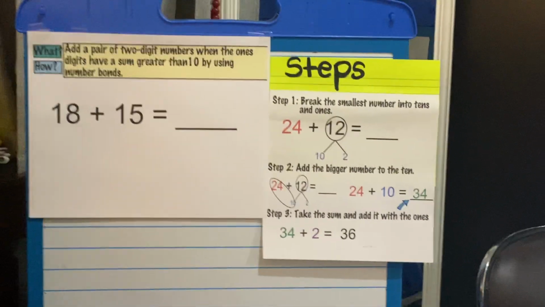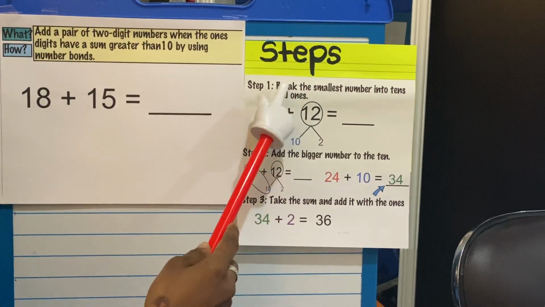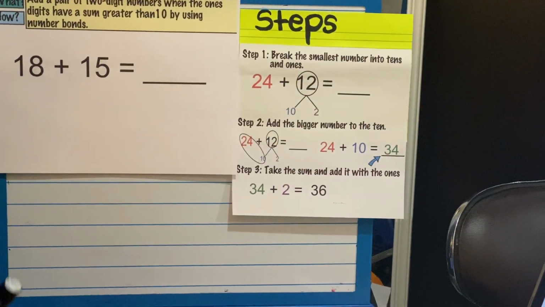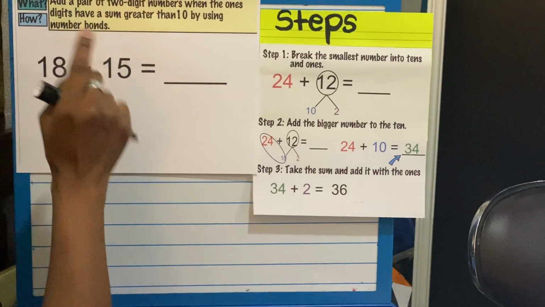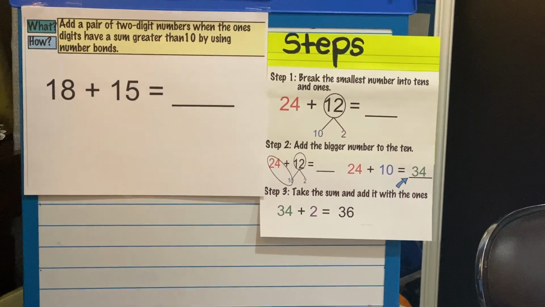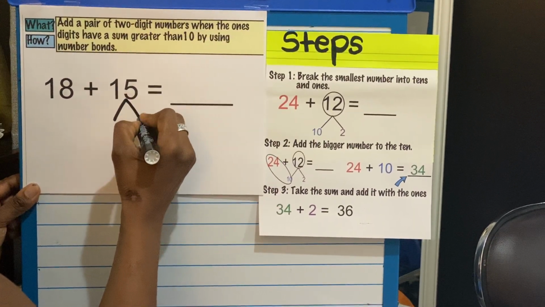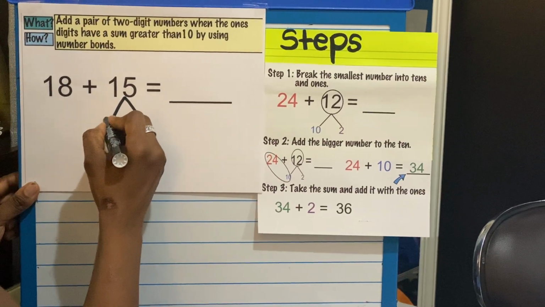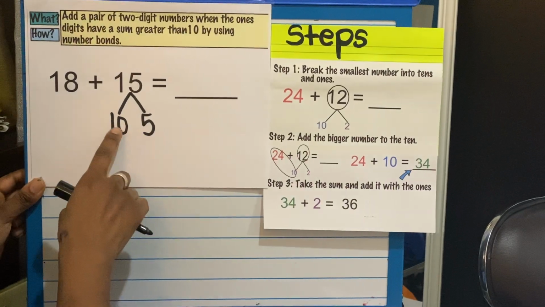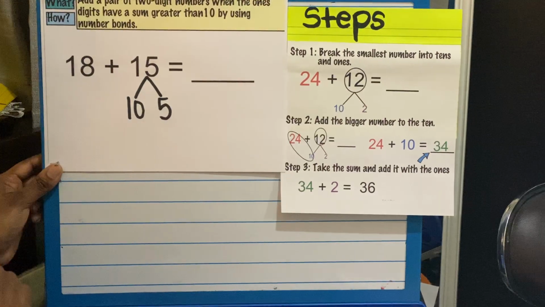So let's see. Let's follow our steps. Step 1 says to break the smallest number into tens and ones. So I have 18 and 15. Which is the smallest number? Yes, 15. So I'm going to break that. How can I break 15? I can break it into 10 and 5, because 10 plus 5 gives me 15.